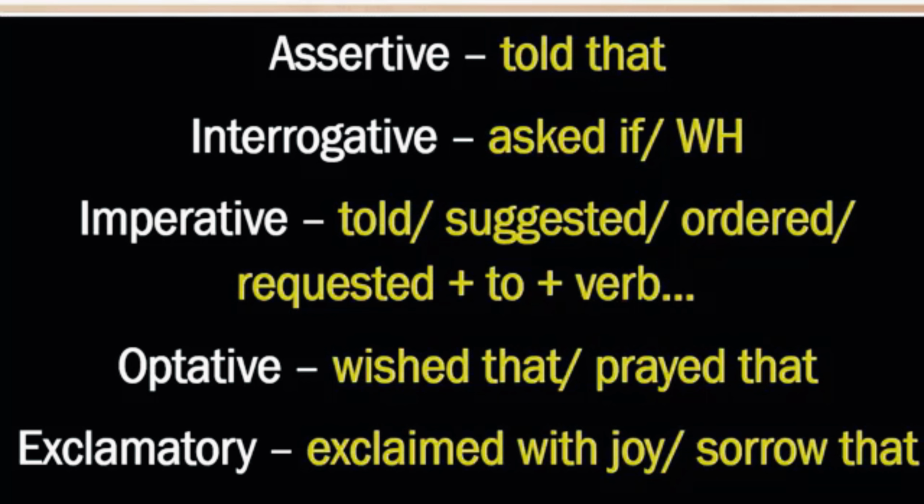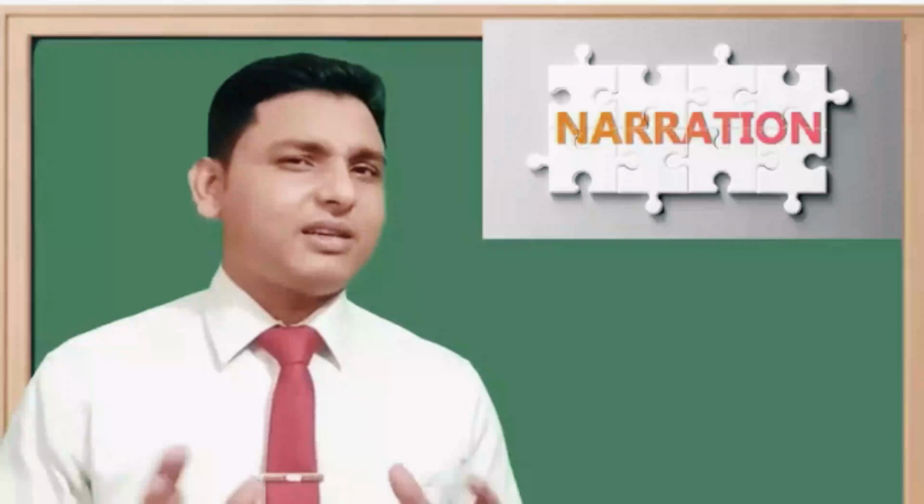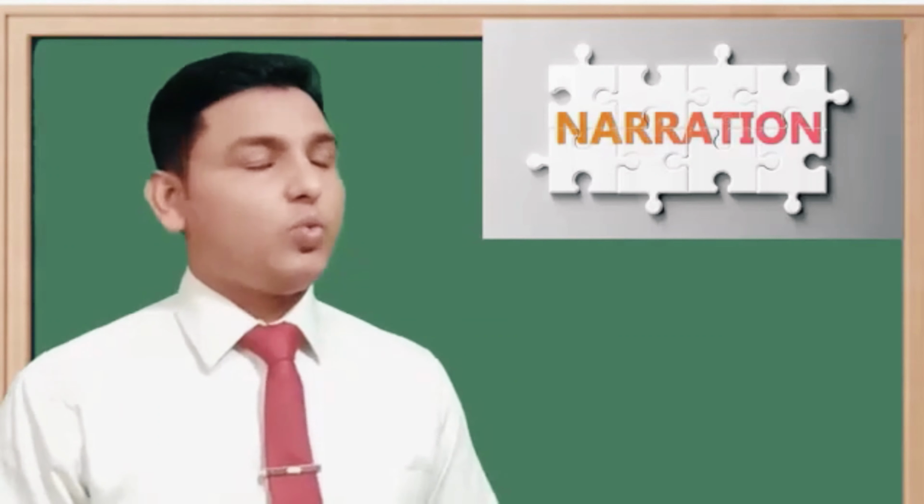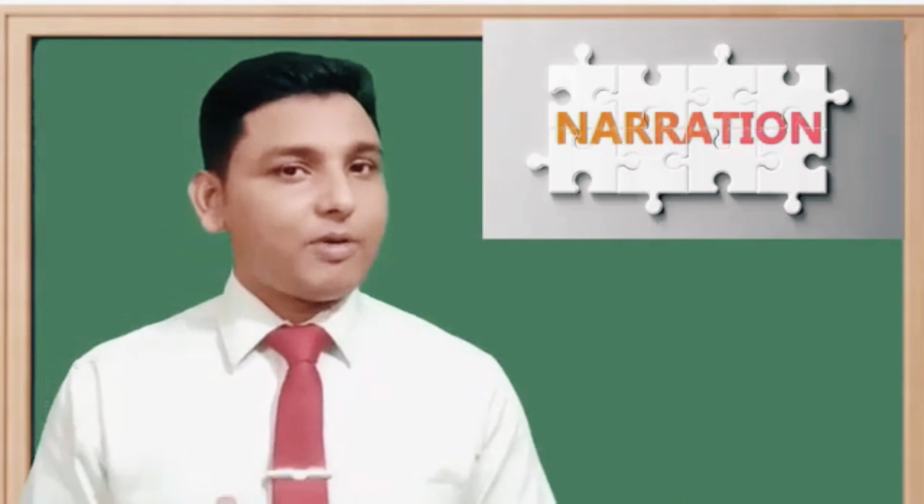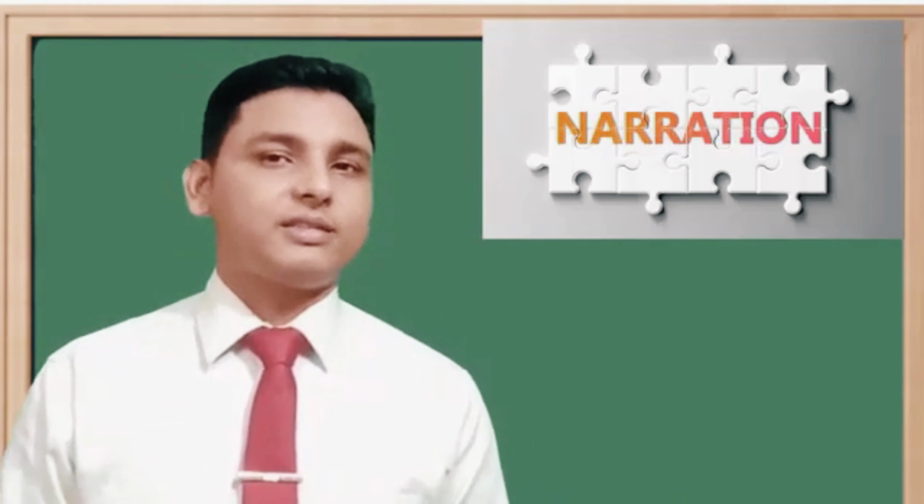Okay, last one, exclamatory sentence. In an exclamatory sentence we put an expression like this: exclaimed with joy or exclaimed with sorrow. If the incident is a matter of joy, in that case we will use the expression exclaimed with joy. Whenever the incident is sorrowful, in that case we will use the expression exclaimed with sorrow. Okay, these are the basic facts whenever we change a sentence from direct to indirect.